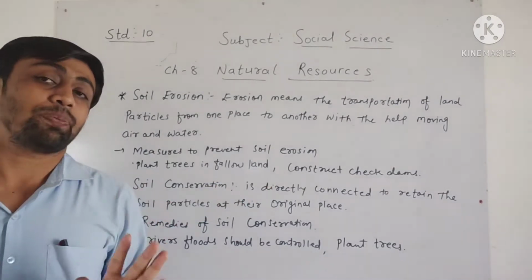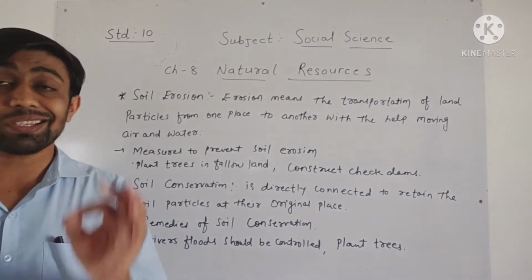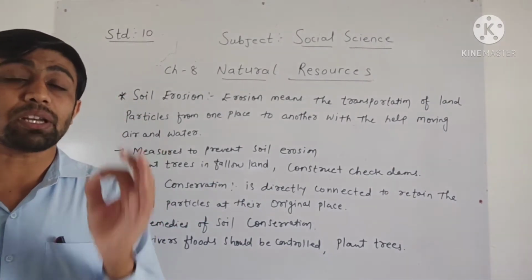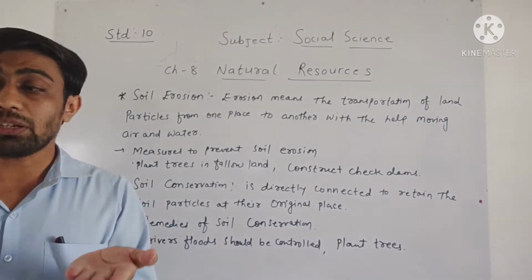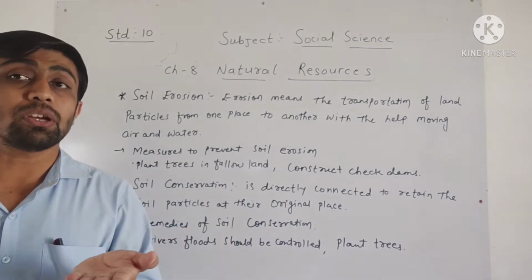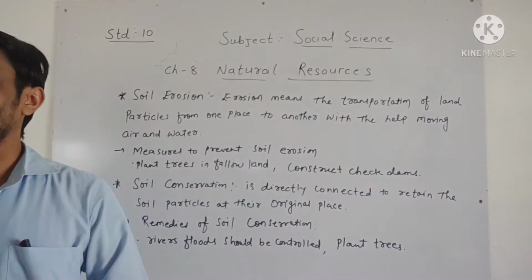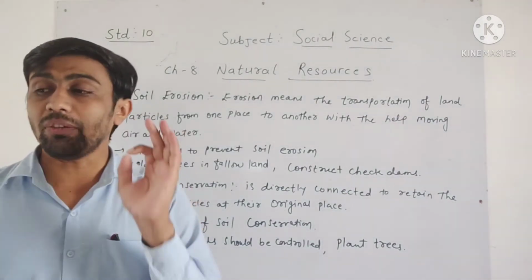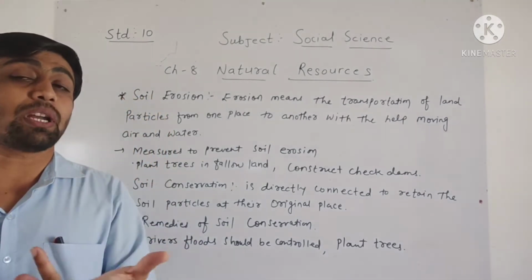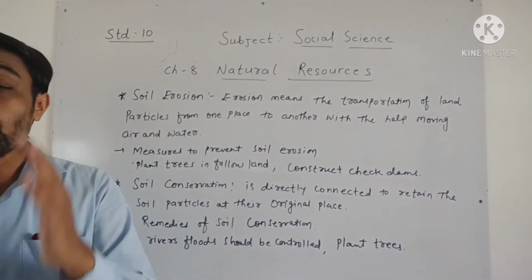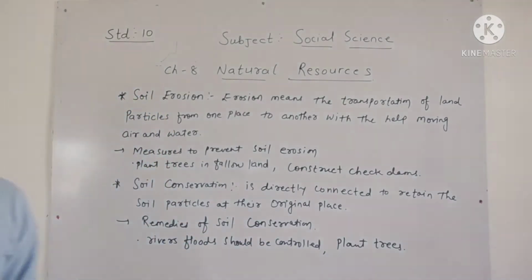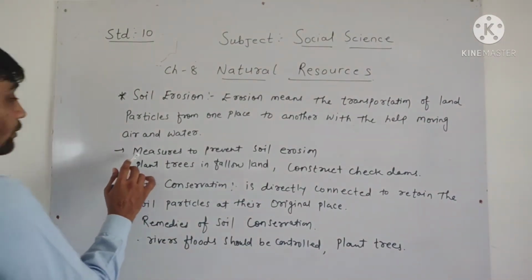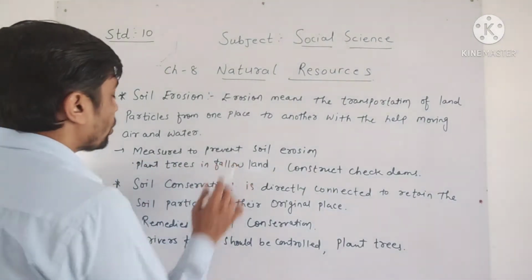This is the requirement that we have to maintain the upper layer of the earth. It means we have to maintain the upper layer for the agriculture sector. So the soil erosion should be prevented if we have to take care of the upper layer of the soil. Now which are the measures to prevent the soil erosion, dear children? They are given.